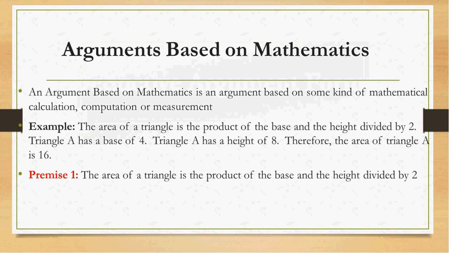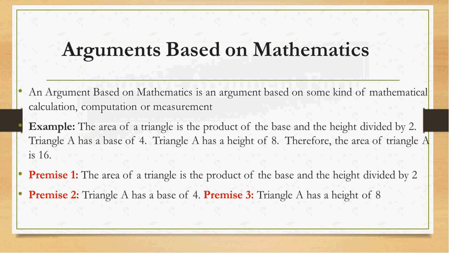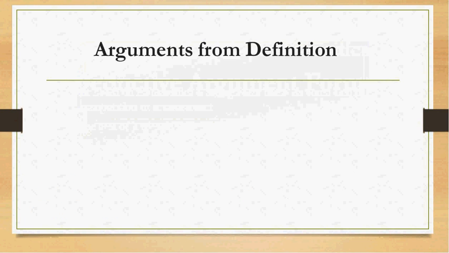And to break it down, let's look at the premises. Premise 1 is that the area of a triangle is the product of the base and the height divided by 2. This is the famous A equals 1/2 B times H formula. Premise 2, triangle A has base of 4. And premise 3, triangle A has height of 8. And then we get our conclusion. When we perform that calculation or that computation, we get the conclusion that the area of triangle A is 16. Okay, let's go on to our next argument.